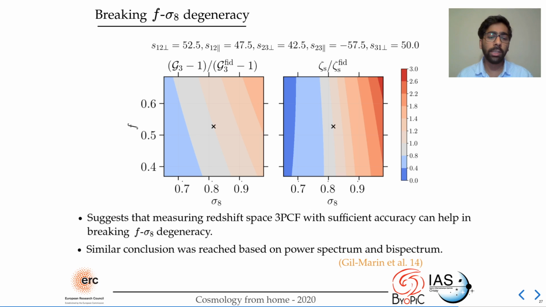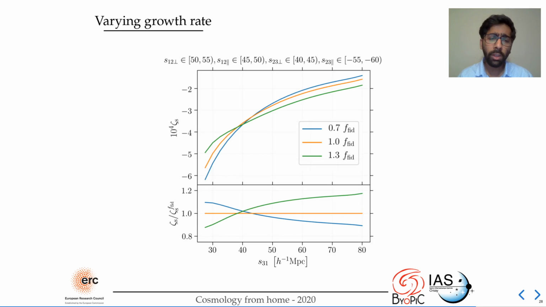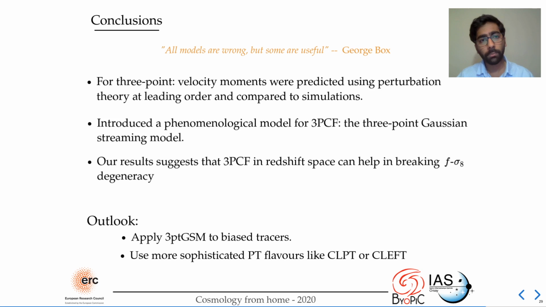A similar conclusion was reached based on Fourier space statistics, as shown in Gil-Marín et al. 14. We also fixed sigma 8 and changed the growth rate to see how the 3-point correlation function varies, and what we were able to find is that there is indeed a variation in the 3-point correlation function and it is sensitive to the growth rate of structure.